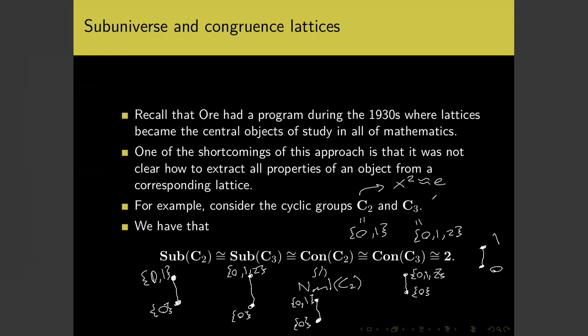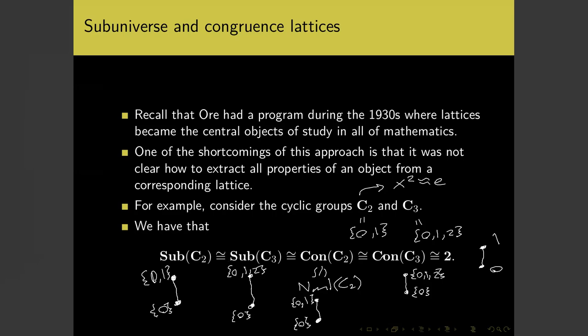And so clearly, just knowing the subuniverse lattice and the congruence lattice of two algebras, like say two groups, even if we know that those are all the same, that doesn't tell us that those objects are the same. Or in other words, C2 and C3 have different algebraic properties. One satisfies an identity that the other one doesn't. They're different mathematical objects in any reasonable sense. However, if I look at these two standard lattices to associate to them, they're all the same.